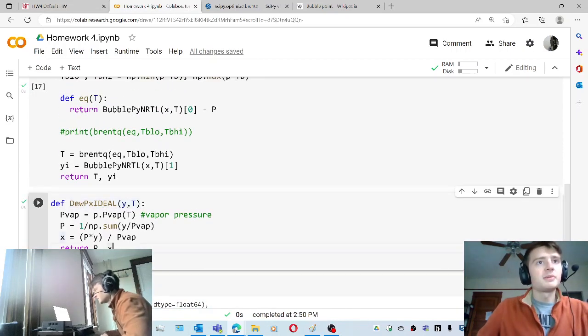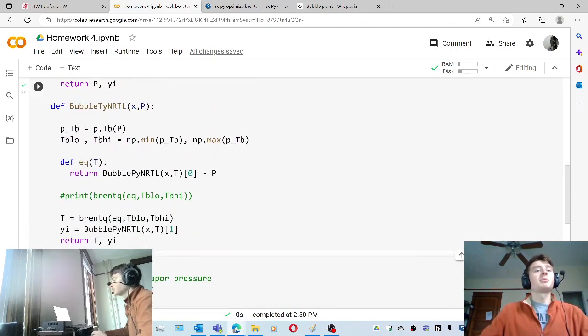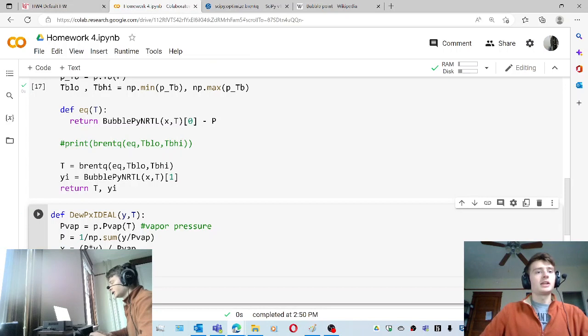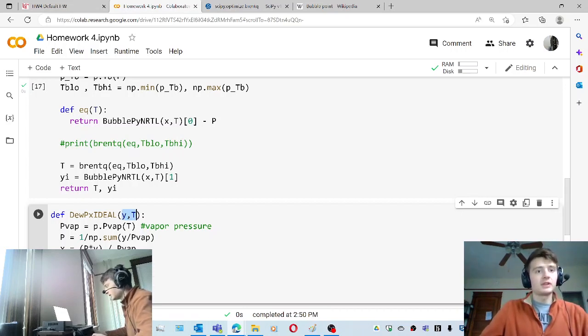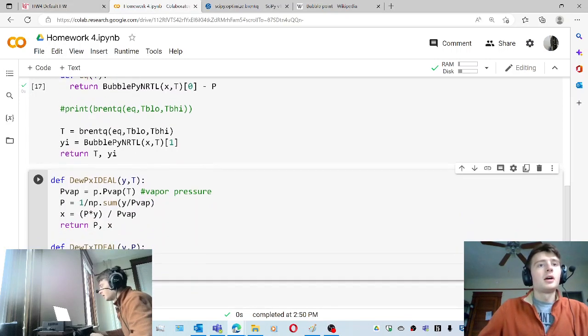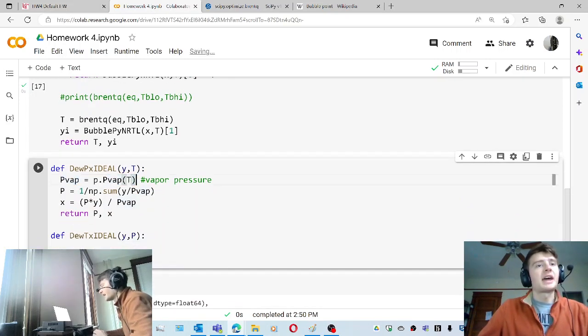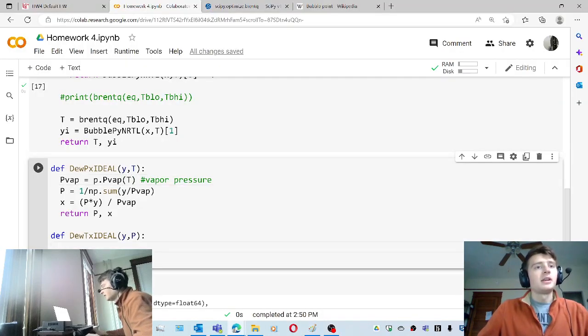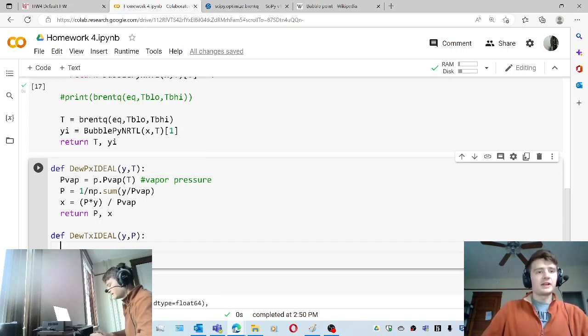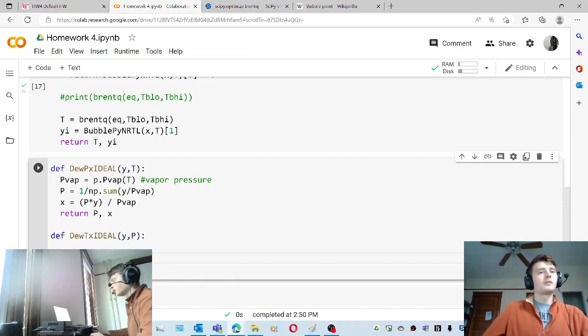So now I can do something very similar to what I just did before to get the bubble temperature, to get the dew temperature. I can go ahead and define a new dew temperature with ideal, so ignoring the activity coefficient. I need to give it a value of y and then a value for the pressure, right? So I can't just go calculating the vapor pressure right off the bat. I need to do something similar to what I did before and use a solver to back calculate T, right? So I'll start off by defining a temporary solver equation.